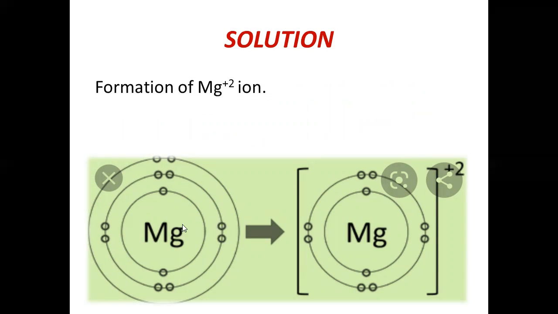You can see here magnesium has atomic number 12. It has two electrons in the first shell, 8 electrons in the second shell, and 2 electrons in the third shell. It will lose those 2 electrons, and then in ionized form we will not draw the third shell, which initially had 2 electrons. Magnesium loses those 2 electrons and forms the magnesium cation, a divalent cation.